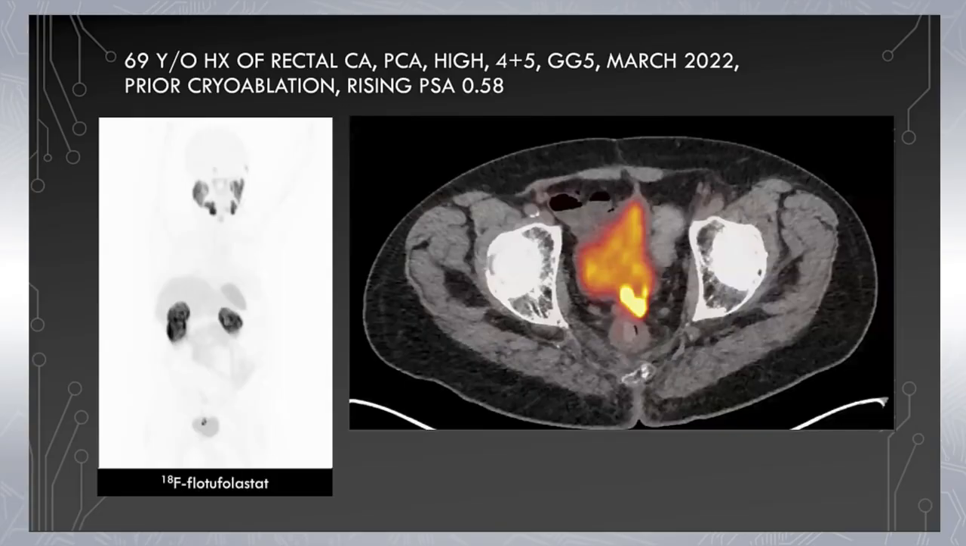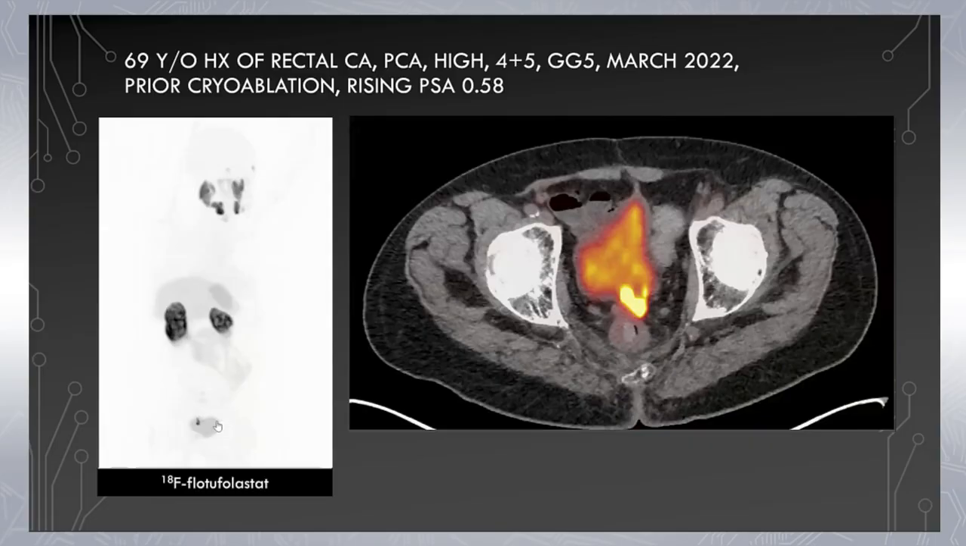This is a 69-year-old with a history of rectal carcinoma and prostate carcinoma, high-grade Gleason score 4+5, grade group 5, March of 2022, who underwent prior cryoablation and had a rising PSA of 0.58. PET-CT scan in this case demonstrates normal biodistribution of radiotracer, uptake within the kidneys, and in this case, low level uptake within the urinary bladder, again, on a piflufolastat PET-CT scan.